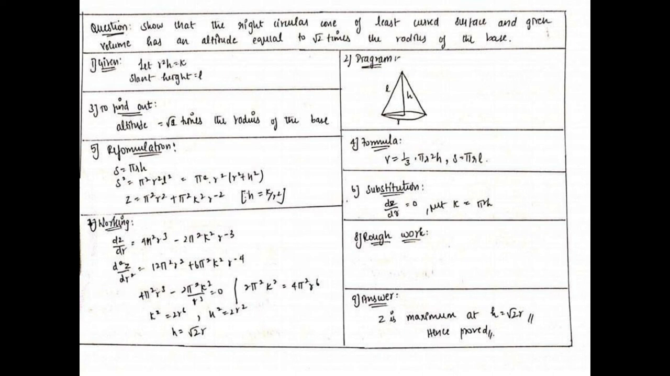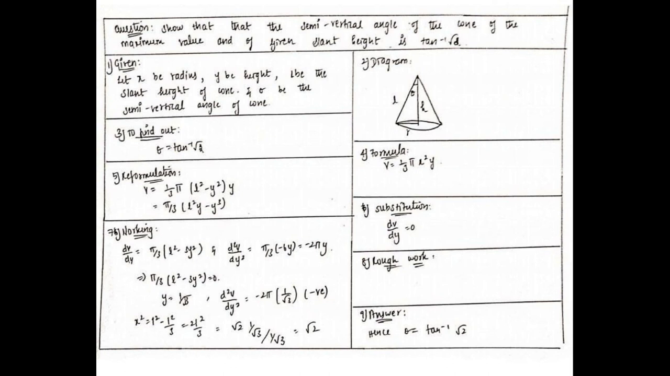Working: dZ/dr = 4π²r³ − 2π²k²r⁻³. Substitute dZ/dr = 0 and put k = πr²h. You will get the answer as h = root 2 r. And so Z is minimum at h = root 2 r. Hence, proved.